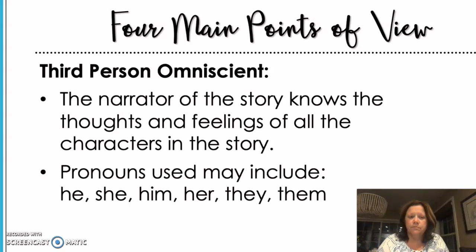So pronouns that you might see for third person omniscient are going to be the same. He, she, him, her, they, them, etc. You would know that it was omniscient because you would be learning about the thoughts and feelings of all of the characters in the story as opposed to maybe one character in the story.